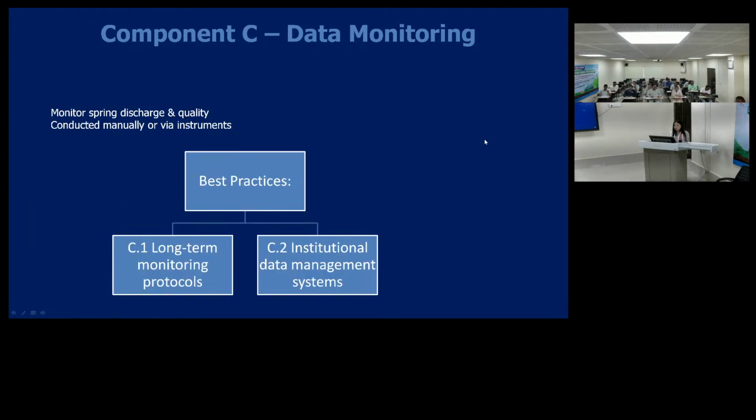The third is the data monitoring. We need to regularly monitor the discharge and quality, and as a best practice, by regularly doing this, we can come up with long-term monitoring protocols and institutional data management systems. So this is the third component, which is the data monitoring.